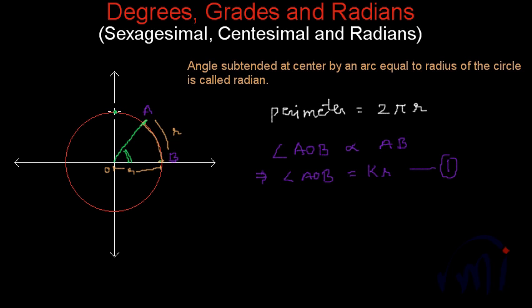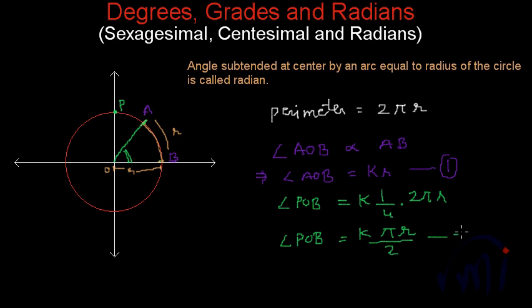Now if I take this point and call it P, angle POB is a right angle, and this will be equal to some K times 1/4 of the perimeter, because this quadrant represents 1/4 of the circle. So the length of the arc PB will be 1/4 of the perimeter of the circle. So it will be K times 1/4 of the perimeter, that is 2 pi r, right? Or angle POB will be equal to K times pi r by 2. Let me call it equation number 2.